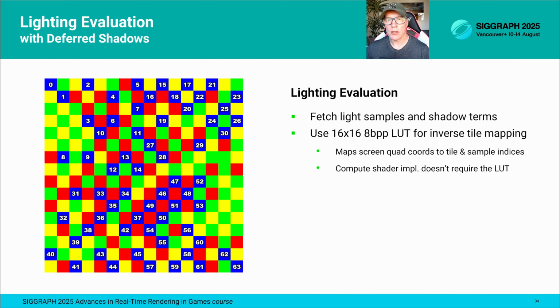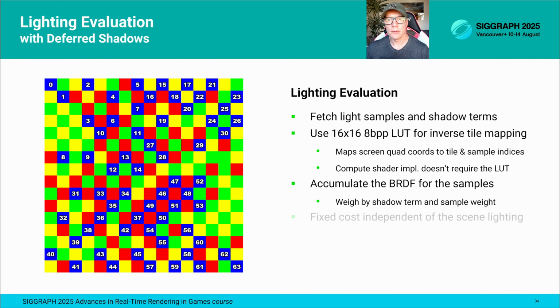With compute shaders, the inverse mapping isn't necessary, and we could directly evaluate the light samples for the tile pixels and write the lighting result to the lighting buffer with scattered writes. Finally, we accumulate the Lambert plus GGX BRDF contribution for each light sample, weighted by both the sample weight and its shadow term, and write the result to the lighting buffer.